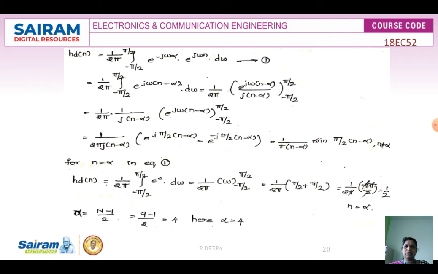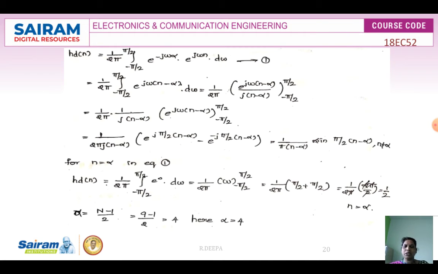As they have already specified the Hanning window to be used, and N is also given, directly we are going to find hd of n using the inverse discrete time Fourier transform formula. Use the formula which is represented as equation 1, substitute the given capital Hd of omega, and take the integral, and we will be finding hd of n for n not equal to alpha. I am getting the solution as 1 by pi into n minus alpha, sine of pi by 2 into n minus alpha, for n not equal to alpha.